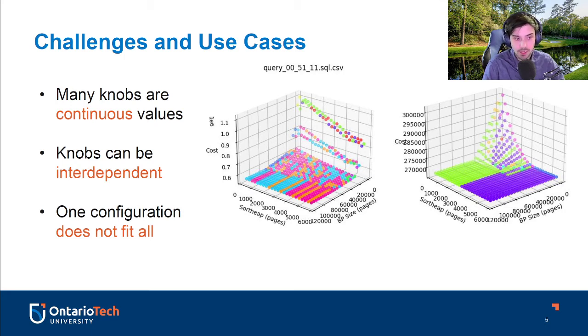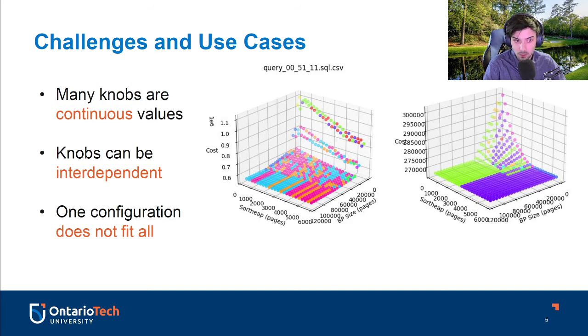And you can kind of see that here from the plots that I'm showing, with two particular knobs, sort heap and buffer pool size, both measured in pages. And you can see how altering them effectively impacts the overall cost of the query. One thing to also note is that these knobs can be interdependent, right? As you alter one, you might be impacting the benefit of the other. And that's kind of why we're seeing different patterns here in the plots.